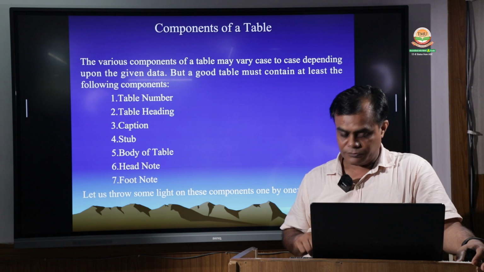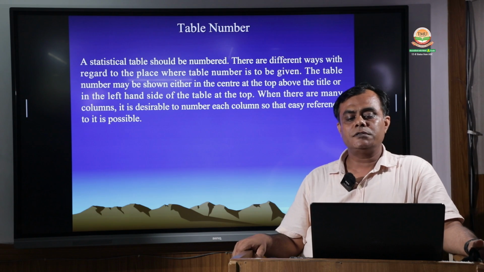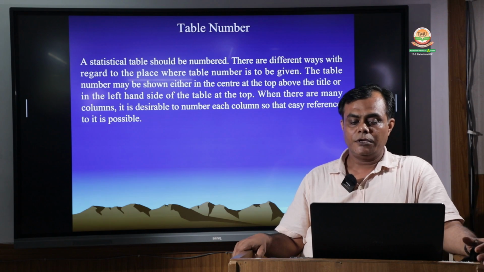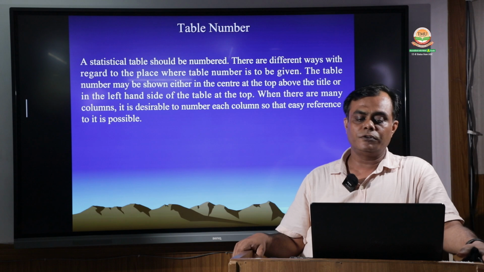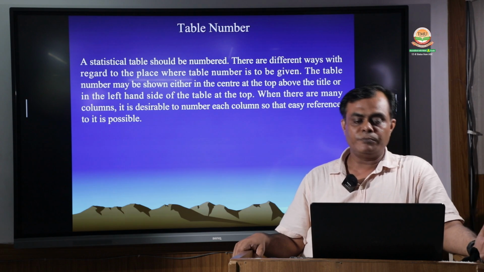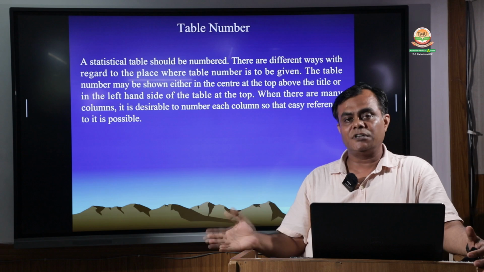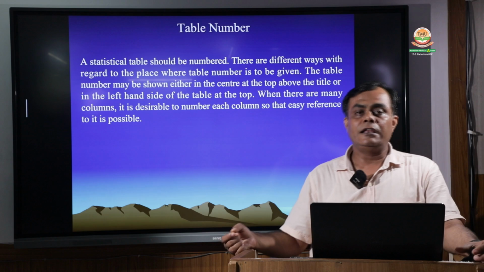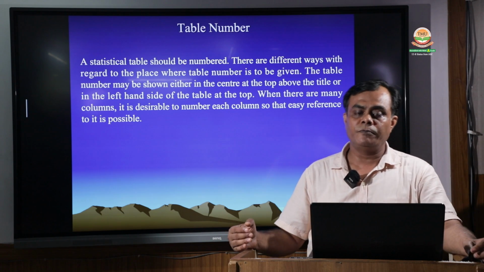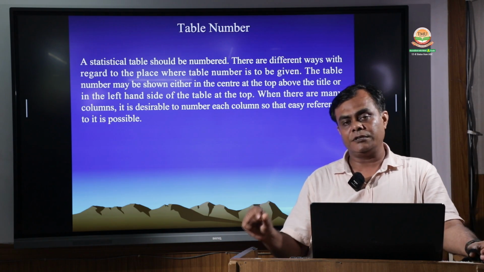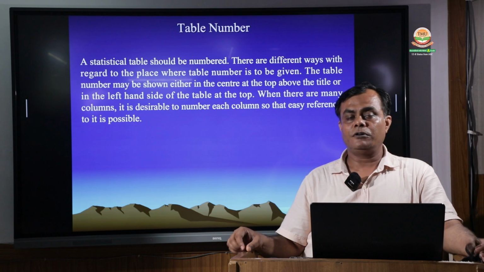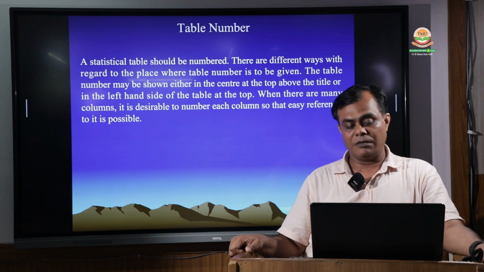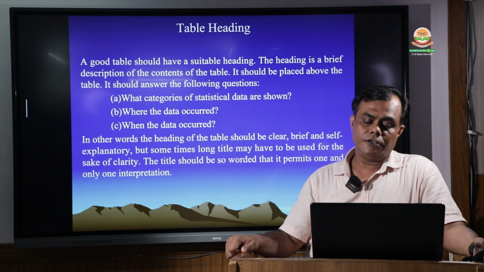Next is the table heading. A good table should have a suitable heading. The heading briefly describes the contents of the table. It should be placed above the table. It should answer the following questions. After the table number, there is the requirement of a heading, and the heading is also put on the top of the table. It might start from the center or from the left point of the document, after the table number.